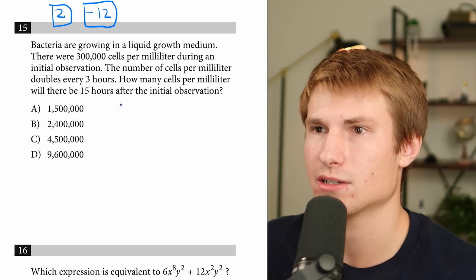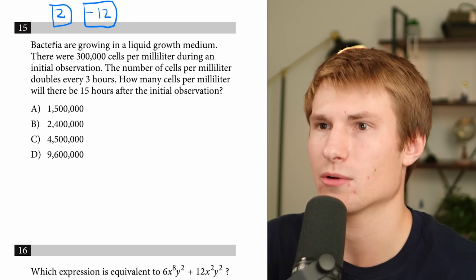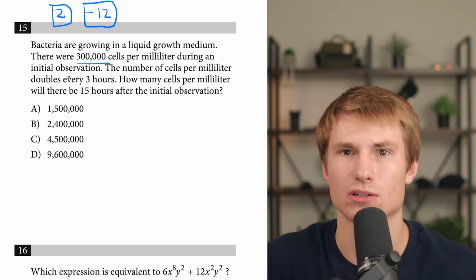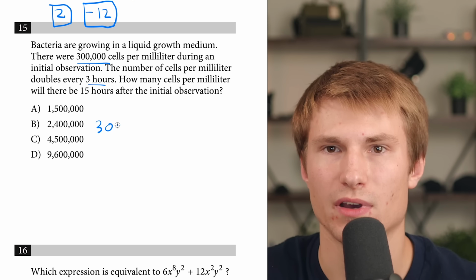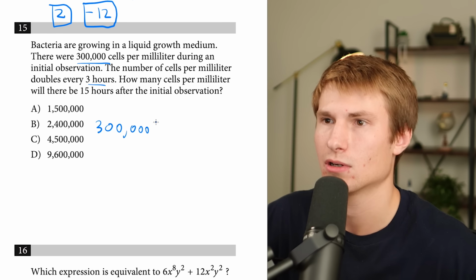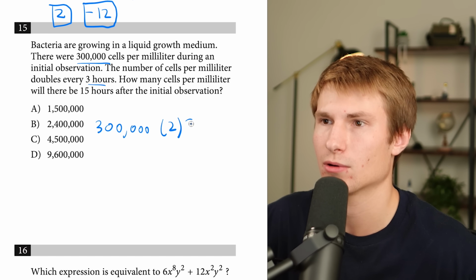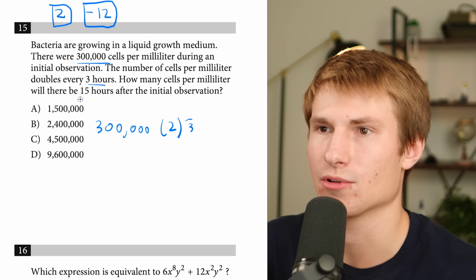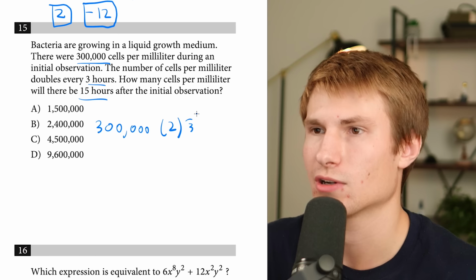Question 15: bacteria are growing in a liquid growth medium. There were 300,000 cells per milliliter during an initial observation. The number of cells per milliliter doubles every 3 hours. So we got our initial amount, 300,000. We are doubling every 3 hours. How many cells per milliliter will there be 15 hours after the initial observation?